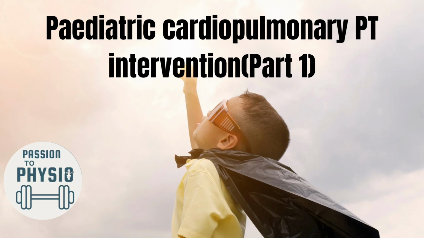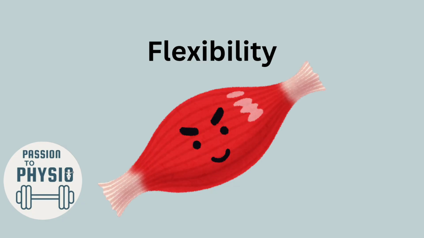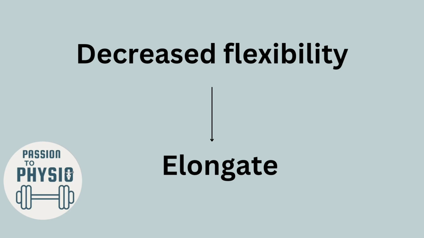We are going to see the physical therapy intervention for pediatric patients. Physical therapy intervention should address the impairments and functional limitations which are identified during the examination. First, we have to see flexibility. We should use exercises to elongate all musculature that was found to have decreased flexibility during the examination.